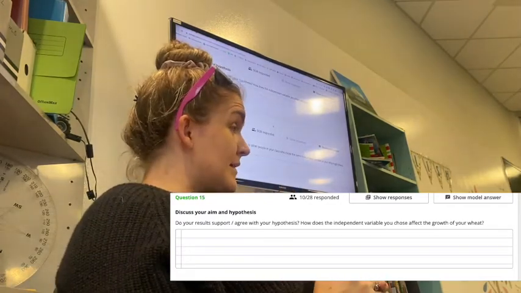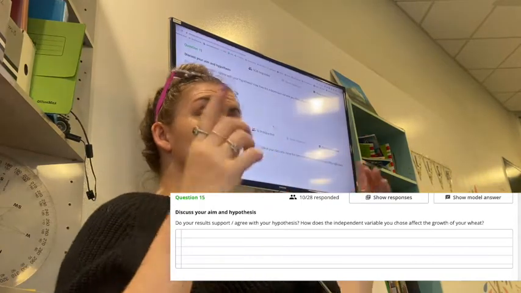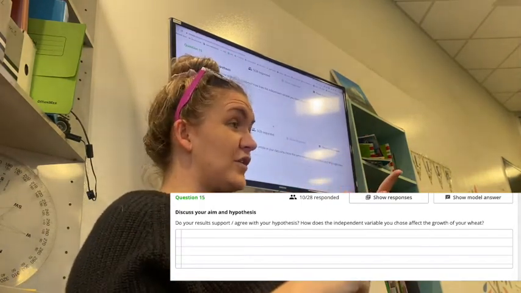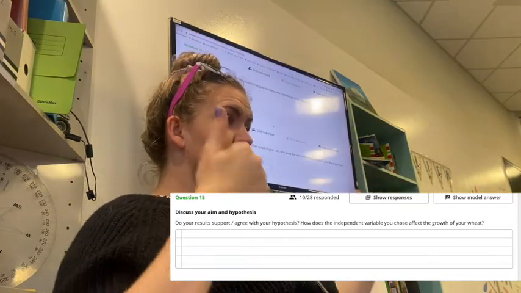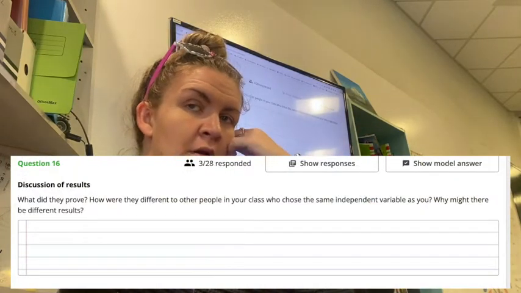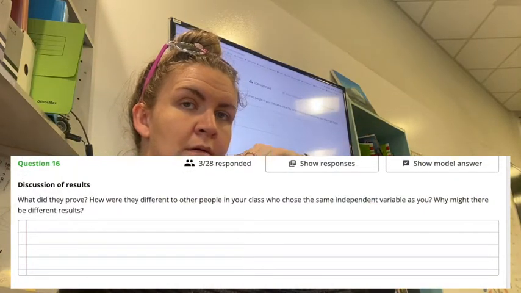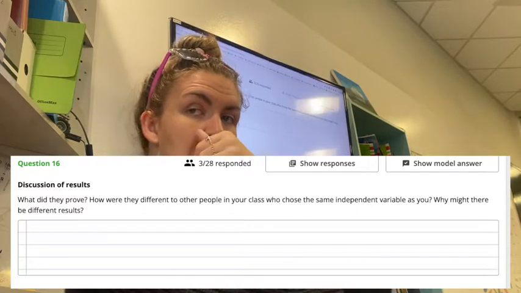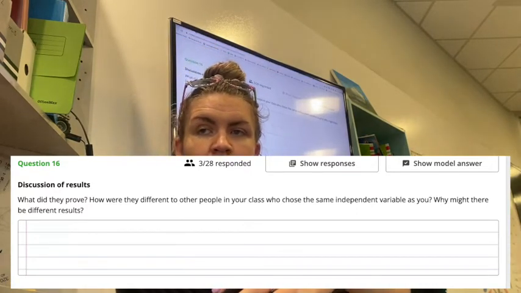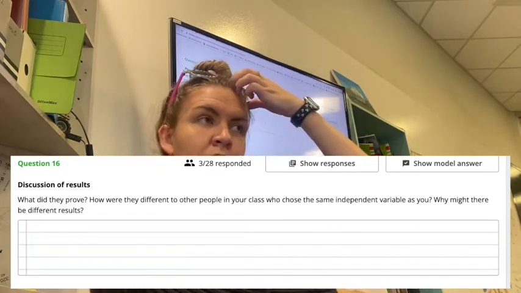Are we understanding so far? Question 15. Was your hypothesis supported? What is the scientific fact you think you've learnt? We good? Okay. Question 16. Amber, can you read question 16? Discussion of results. What did they prove? How are they different to other people in your class who chose the same independent variables? Why might there be different results?